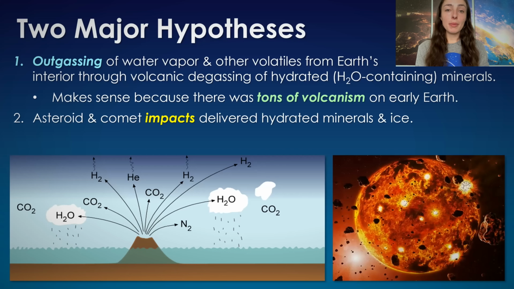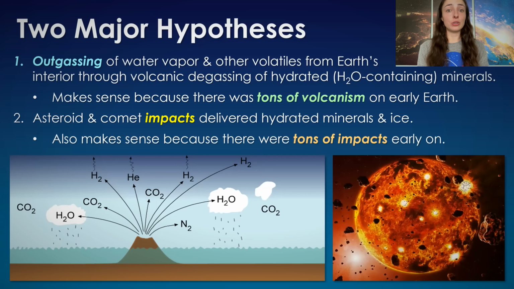The second major hypothesis is that the water was delivered from asteroid and comet impacts. This also makes sense because early on in Earth's history, there were tons of impacts compared to today, very early in Earth's accretion and formation.